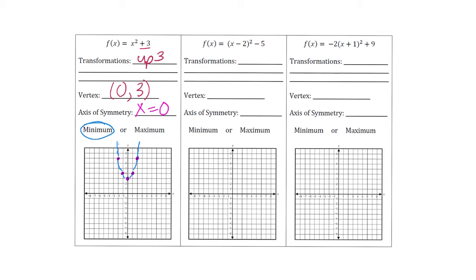All right, for the next one, we have this -2 on the inside, which means we're going to go right 2. And then we have -5 on the outside, so we're going to go down 5. So my vertex is going to be 2, -5, because we start at 0, 0, we went right 2 and down 5. Our axis of symmetry is at x equals 2, because it is always that x value of the vertex. Still opening up because the number in front of the parentheses is positive, so it is still a minimum.